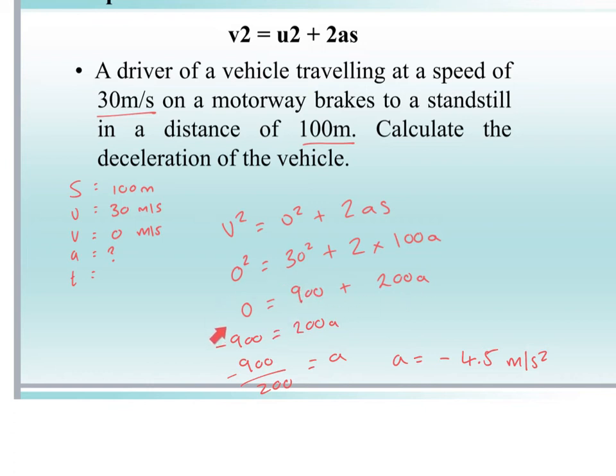Need to get 900 on this side now, because it's a plus there, so you can do that, just subtract 900 from both sides. So that becomes minus 900, which makes sense because it's deceleration, getting slower. Okay, so you're going to have a minus value. And then to get a on its own, you just divide both sides by 200. Hopefully this is becoming more familiar now as we keep doing this, which equals a. So a becomes minus 4.5 meters per second squared.